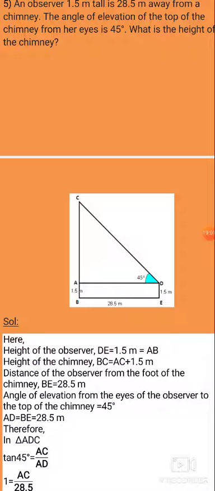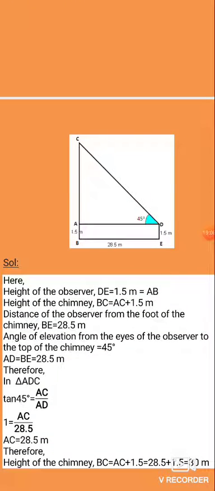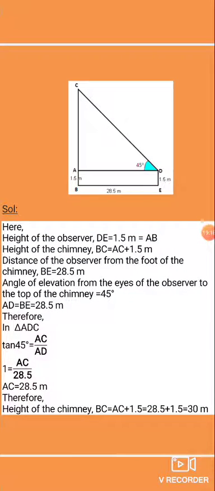At last, what we need to find out is the height of the chimney, that is CB, which is CA plus AB. Therefore the height of the chimney BC is AC plus 1.5, which is equal to 28.5 plus 1.5, equal to 30 meters. Clear, students? Okay, thank you.